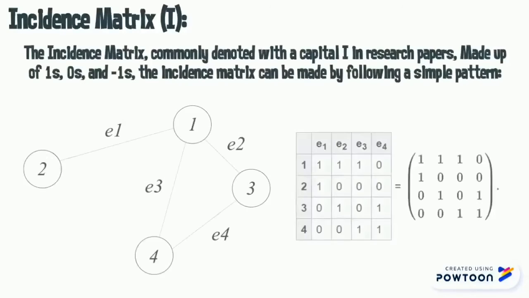Incidence matrix, I. The incidence matrix, commonly denoted with the capital I in research papers, is made up of ones, zeros, and negative ones. The incidence matrix can be made by following a simple pattern.